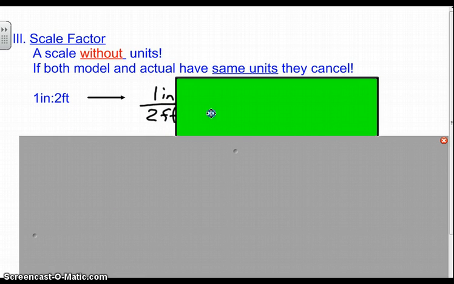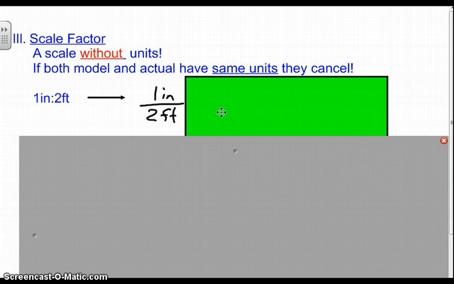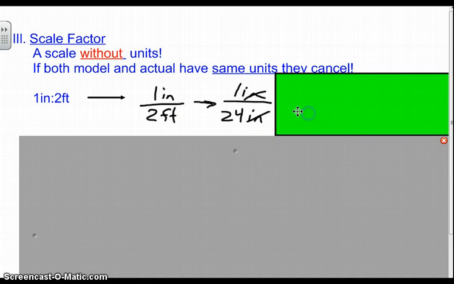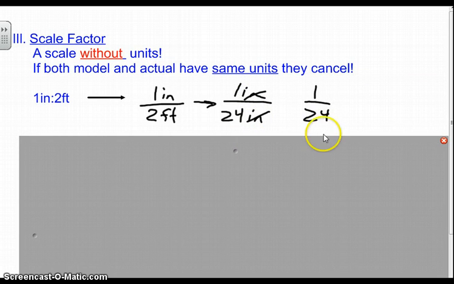Okay, notice that we can write that scale as 1 inch over 2 feet, but now we need the same units, so which will you change? Hannah? I changed the bottom, 2 feet. Good. To what? How many inches are in 2 feet? 24. Good, so we change it to the same unit. And notice when we do, the inches over inches becomes just 1, right? We can cancel those out. And you have 1 to 24, which is the scale factor, because there are no units.